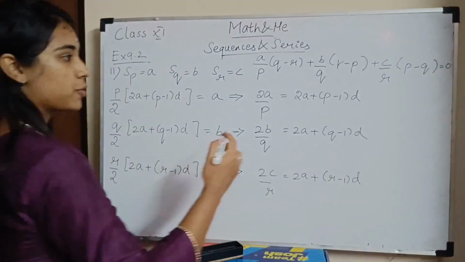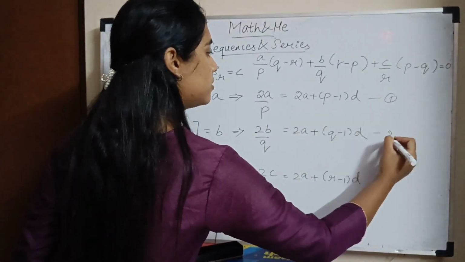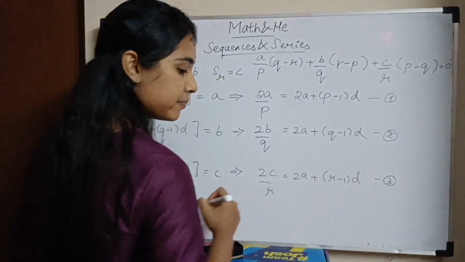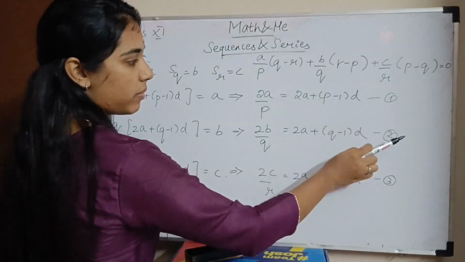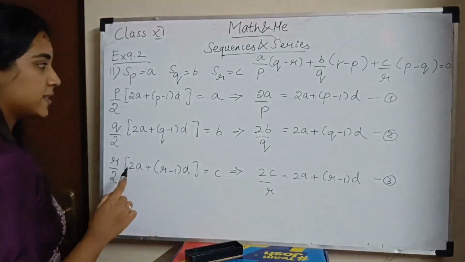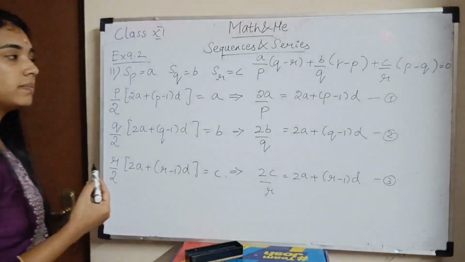Okay, so what am I going to do? I'm going to mark these equations as 1, 2, 3. I'm going to subtract 1 minus 2 and 2 minus 3. So let me erase this part of the board. Please copy.